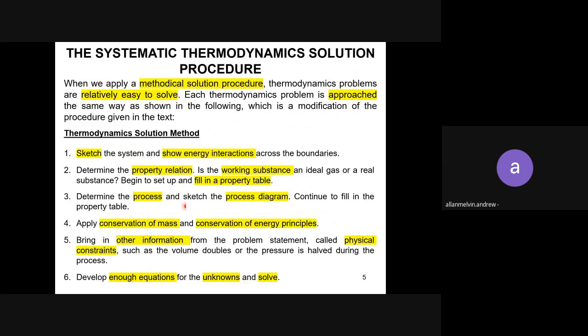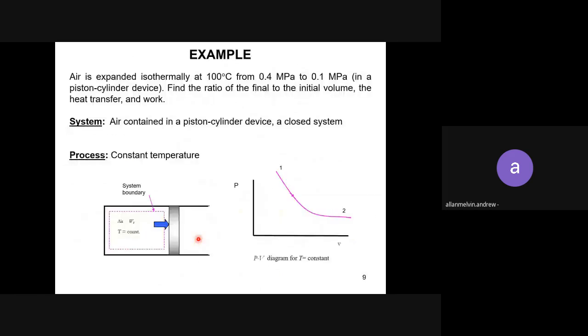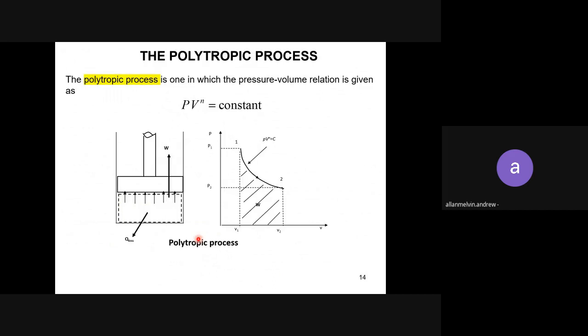So when you do step by step, you won't miss out important points. Okay, so that's the two examples. So now we enter another subtopic. We call it a polytropic process. Okay, so in an energy analysis, there's a term called polytropic process.